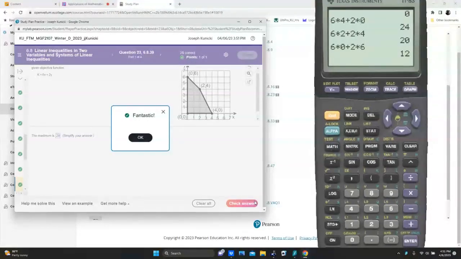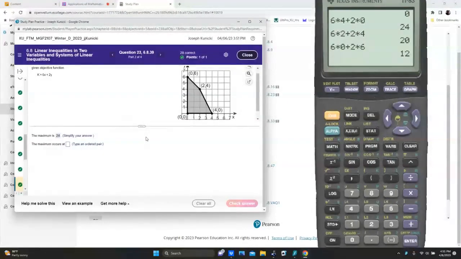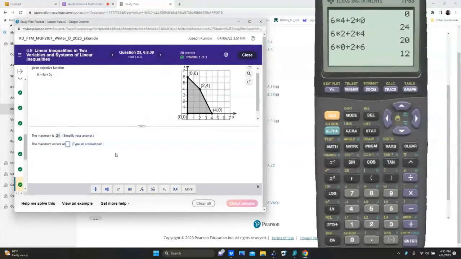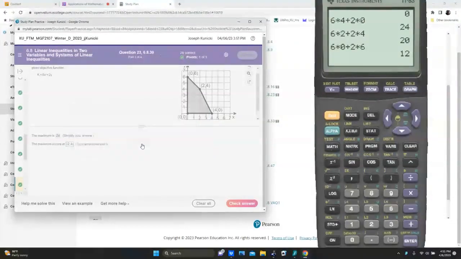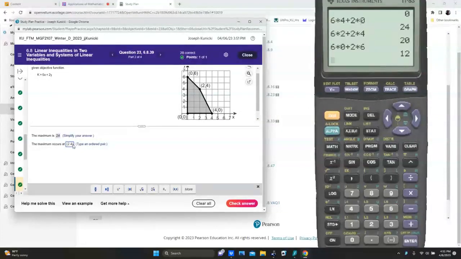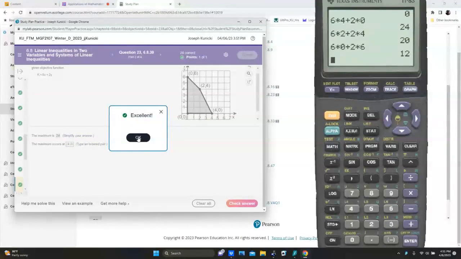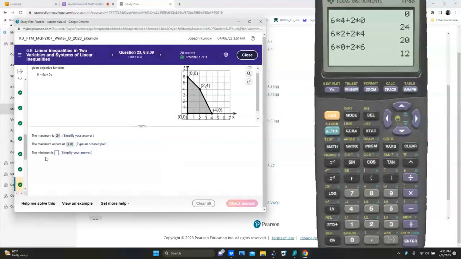Because you can only have a maximum or minimum for the objective function at a corner point, at a vertex. And the maximum occurs at 2, 4. Oh, no, I'm sorry. I picked the wrong one. Luckily, we have a second chance. It was the second point, which means it was 4, 0. I don't think I was paying attention very well there. 4, 0. Okay, and the minimum is 0.